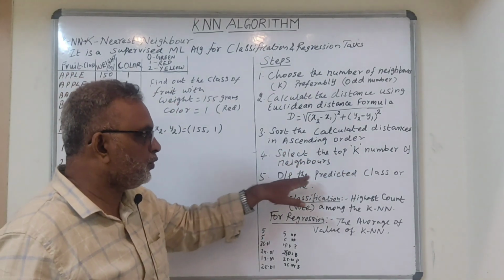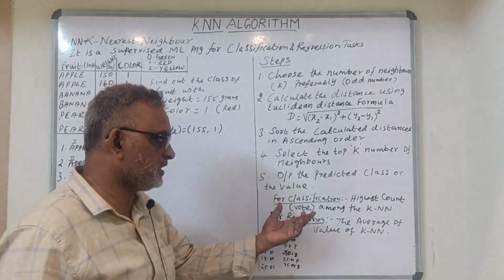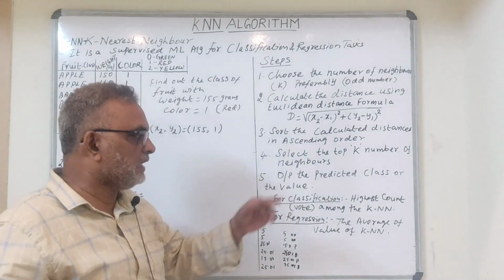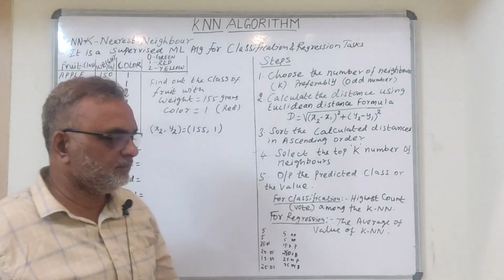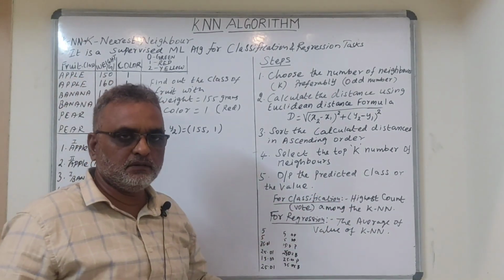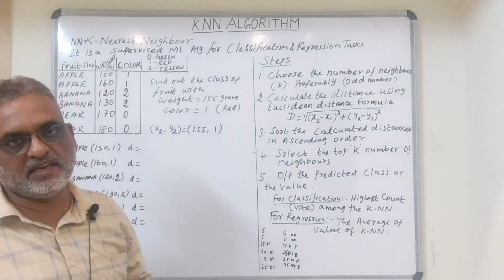Finally, output the predicted class or the value. For classification, we have to count the highest count, or the vote, among the k nearest neighbors. For regression, we have to take the average value of these k neighbor values.